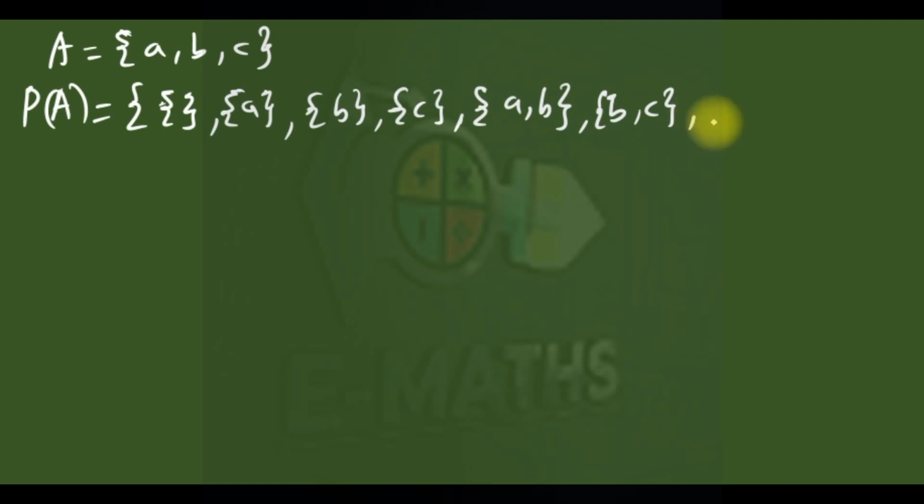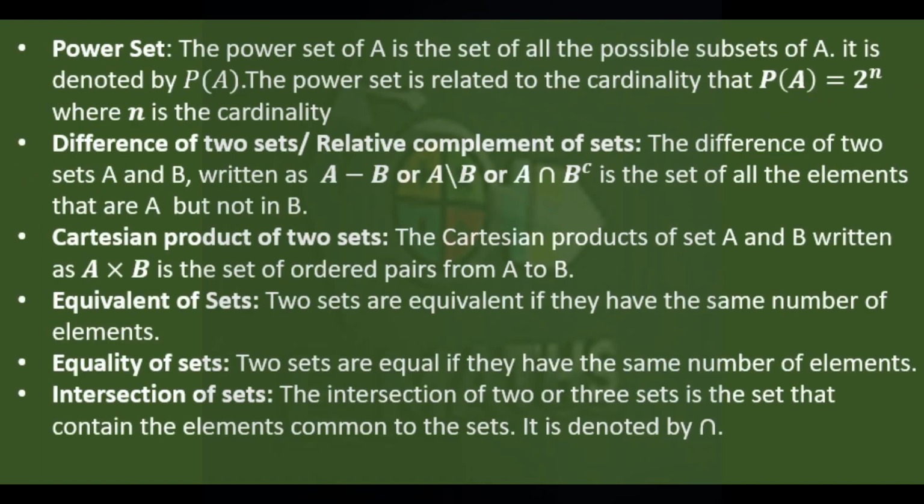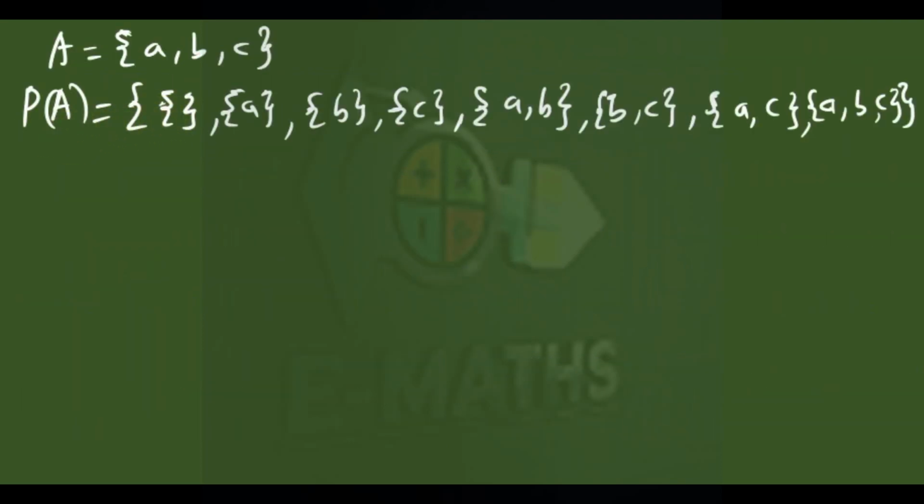Yes, we can still have AC. And finally, we have A, B, C. So how many? 1, 2, 3, 4, 5, 6, 7, 8. Yes, power sets. So from this formula, you can still get it where n is the cardinality. Remember, I told you n is the number of elements. So the answer is 8.